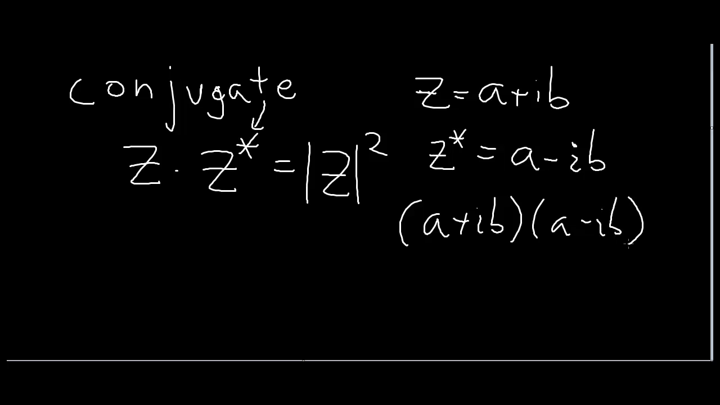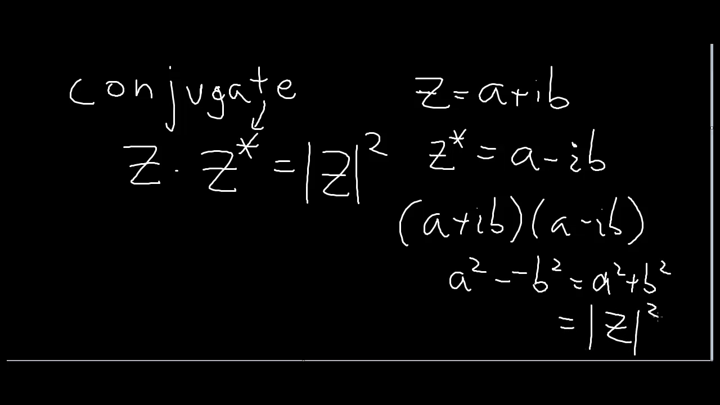Because this one is fairly simple, we can just FOIL it into a square minus negative b square, because of the i square. And so that's a square plus b square, which you probably do recognize is in fact the square of the magnitude of the complex number itself, because of Pythagoras. So once again, forming the complex conjugate of a complex number in this form is to switch the sign in front of your ib term, your imaginary part. And that's how you get the complex conjugate.